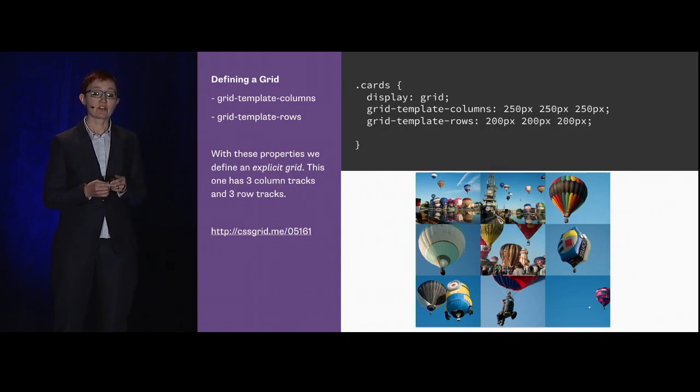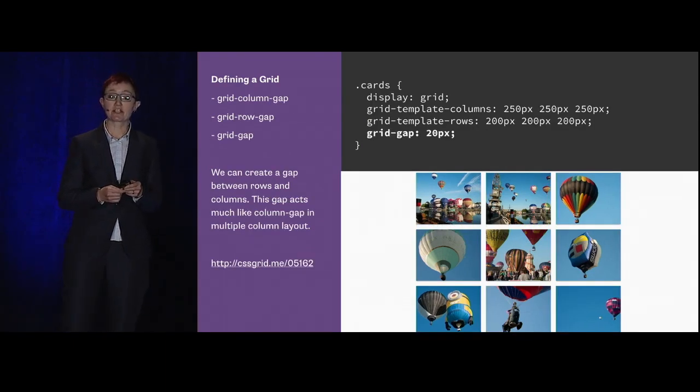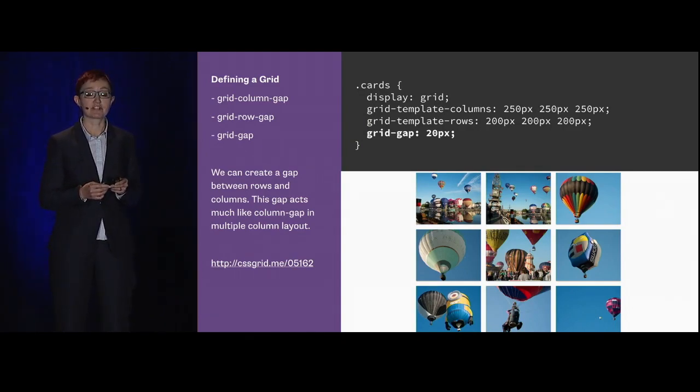We create tracks on that grid, and we use grid template columns and grid template rows. So here I'm creating a 3-column and 3-row grid. We're defining an explicit grid here. And our items, our child elements, they all just fall into a cell of the grid. If I want to space those out, I use grid gap. And that's a shorthand for grid column gap and grid row gap. So that gives us gutters between our grid items.